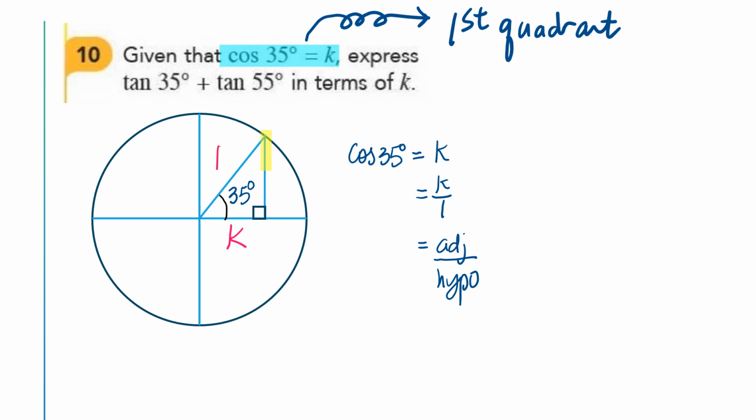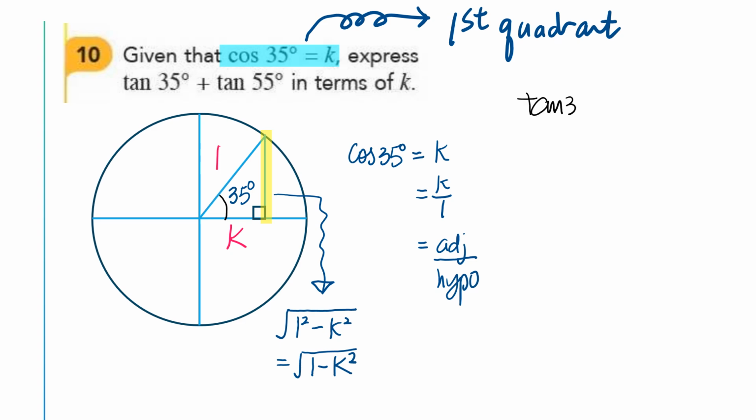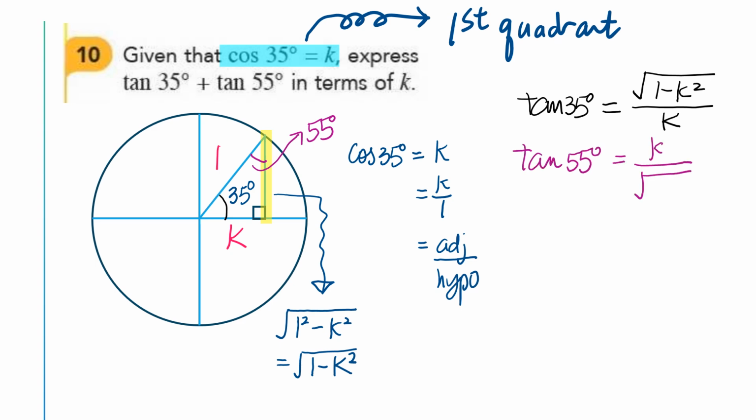And then I can use the Pythagoras theorem to find the height of the triangle, which is just square root 1 squared minus k squared. That gives you square root of 1 minus k squared. So from there you can find tangent 35. And you can also find tangent 55. So where exactly is 55? Yes, that is your 55. If you take 180 minus 35 minus 90, that's your 55. So your tangent 55 will be k over square root 1 minus k squared. So we plug all these values into the question.